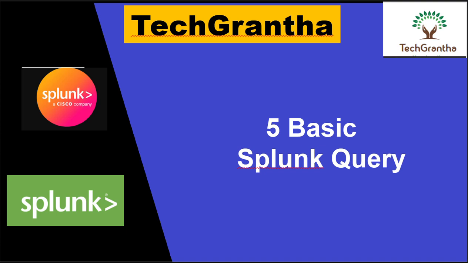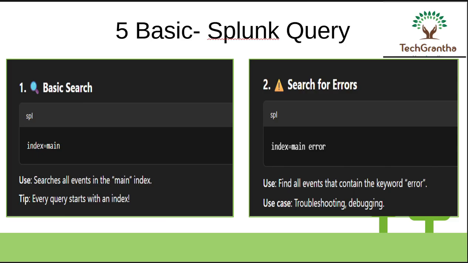So today we are going to understand the 5 basic queries in Splunk, which are most commonly used by beginners. The first query is related to the basic search. The purpose is, if you are going to search the values in the main index, you just need to write the query in Splunk like index=main. It will extract the events from the main index.